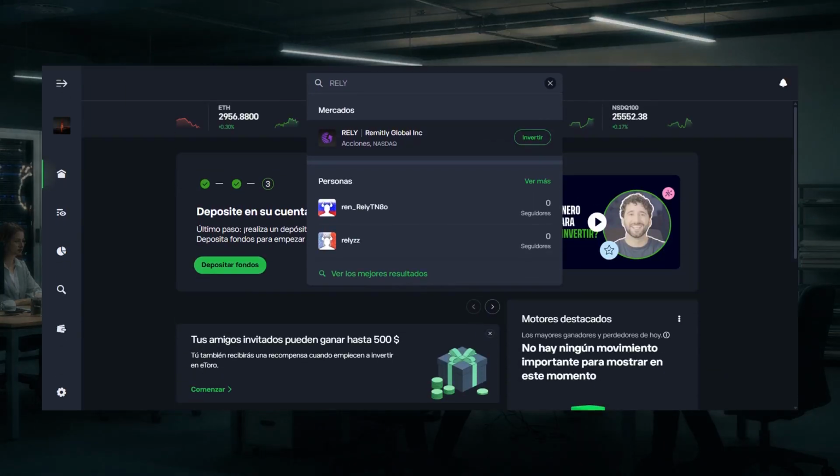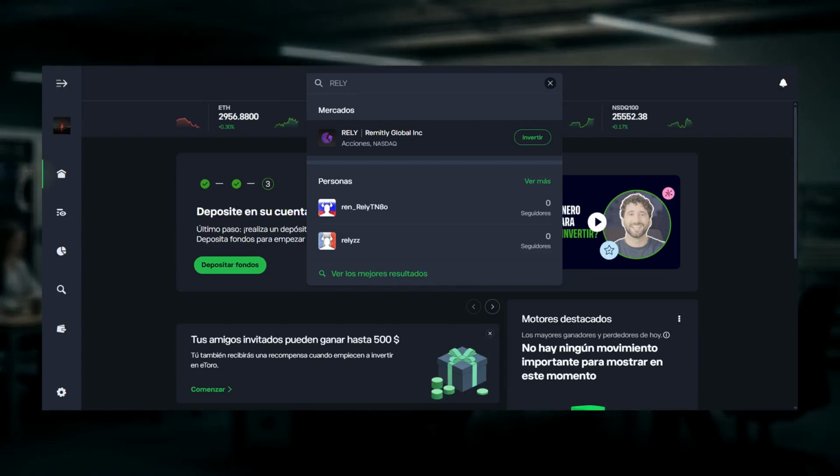Use the platform search box and enter the ticker RELY to locate the company listing. Confirm you select Remitly Global Inc. from the NASDAQ results so you have the correct stock.